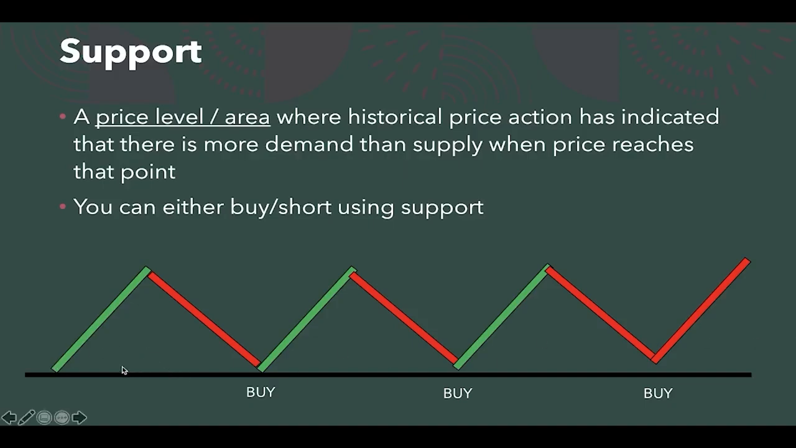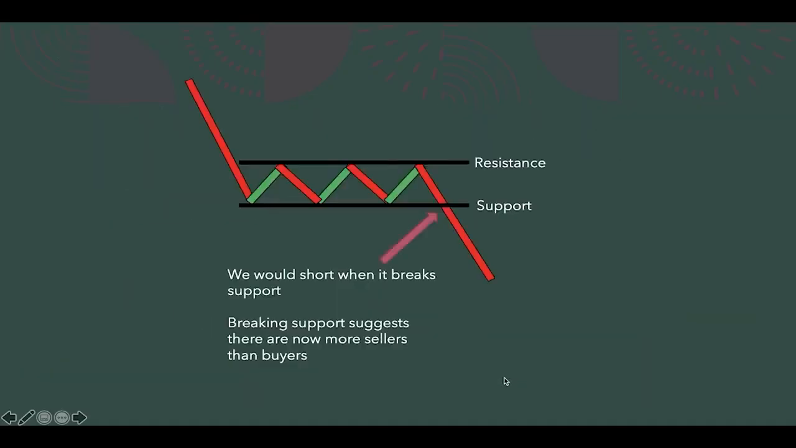So this is one example where you could buy using support. When it retests the support, you can look to purchase it. An example of actually shorting at support is, let's say we have a huge drop and we start to consolidate at this level. We can think of the top of the base as resistance and the bottom of the base as support. And whenever it actually breaks the support level, we could look to short it, right? Because breaking support suggests that there are now more sellers than buyers, right?